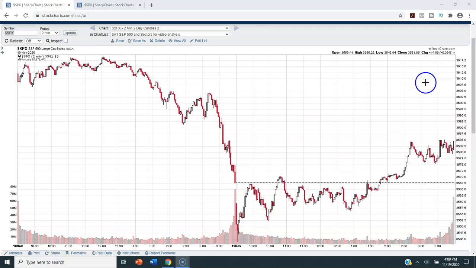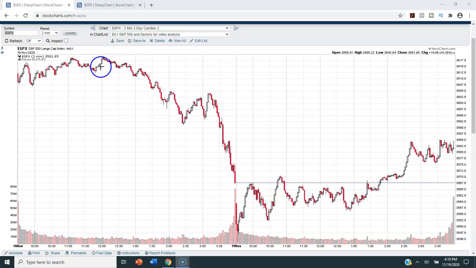Today, the S&P 500 was up 39 basis points, and we closed at 3581.85. The first chart that we're going to look at is a 2-day, 2-minute candlestick chart of the S&P 500. So each candlestick does represent 2 minutes of trading.